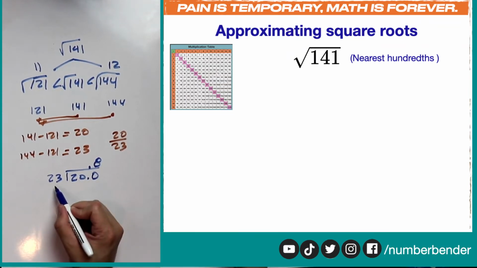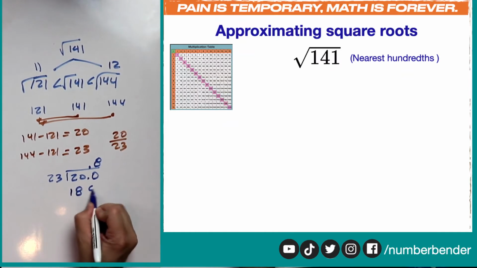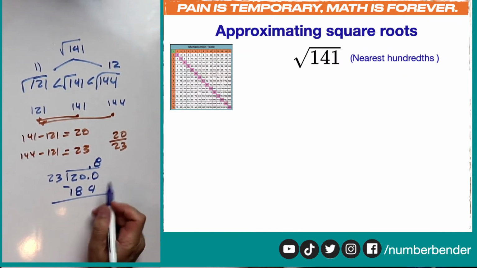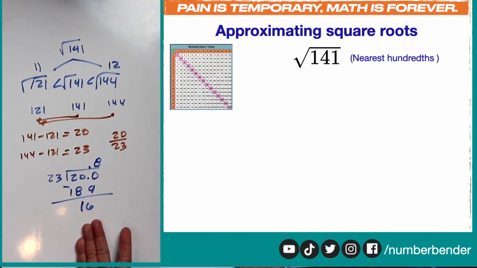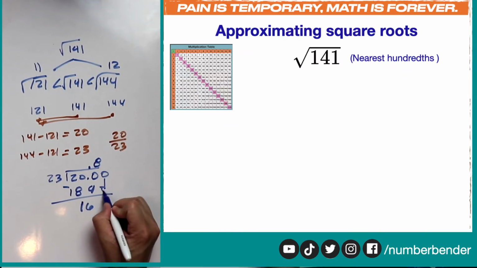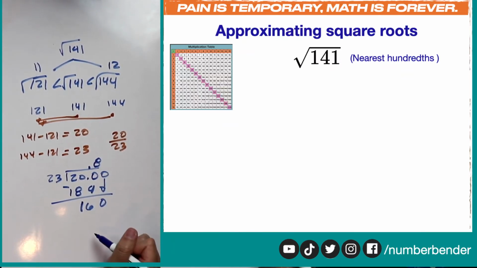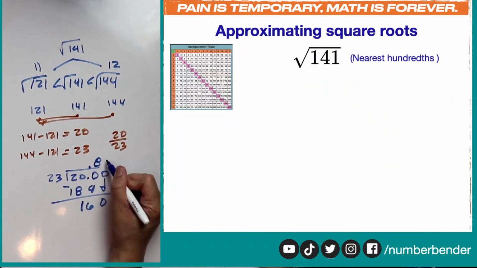And 8 times 23 is 184. If we subtract 184 from 200, it will give us 16. And we cannot divide 16 by 23 again, so we're going to add another zero. So now we have 160. If we find how many times 23 can go into 160, it will be 6 times.